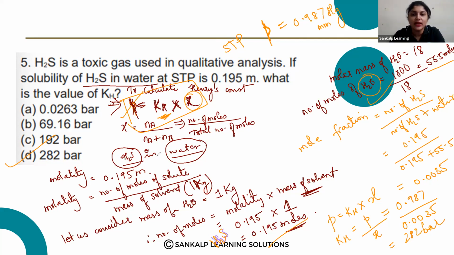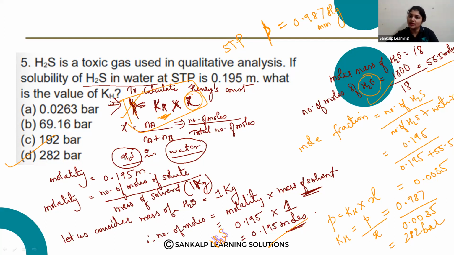It is given in molality, so we use the molality, that is the number of moles of solute divided by the mass of solvent. As mass is taken in kg, we have considered the mass of water as 1 kg. We substituted the molality and the mass of solvent, and we got the number of moles of H2S as 0.195 moles.